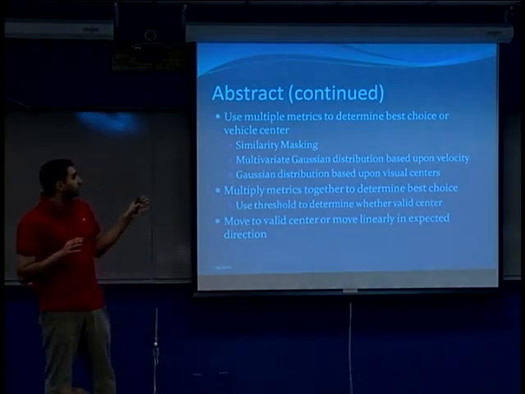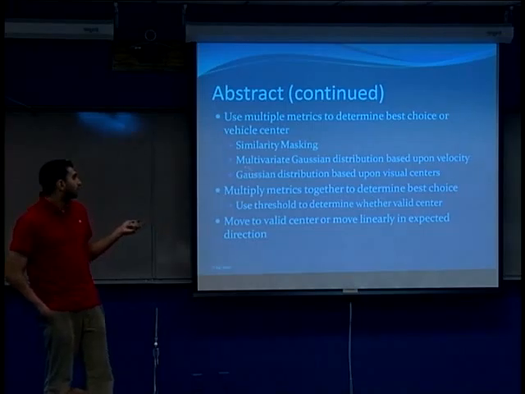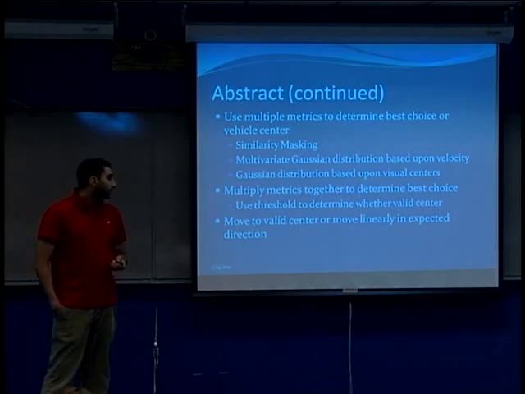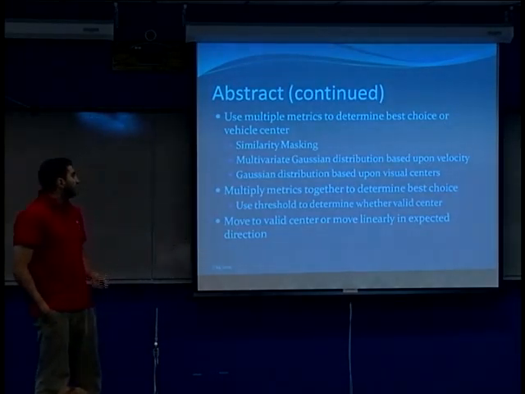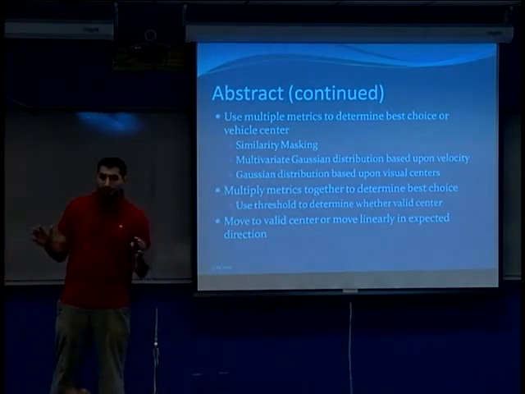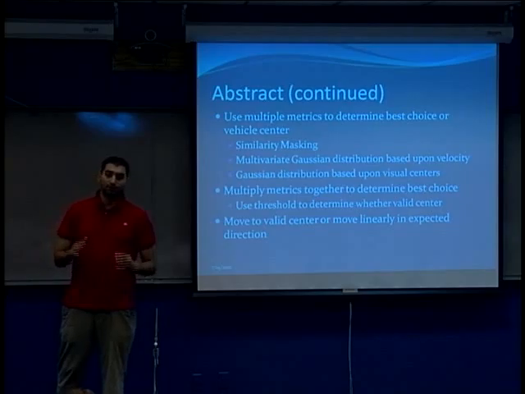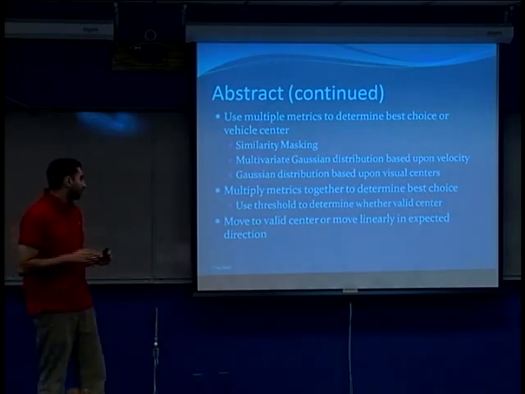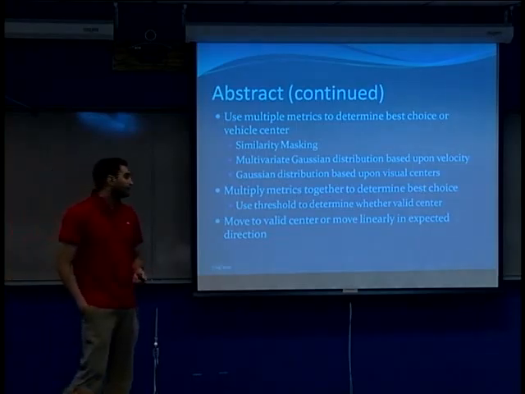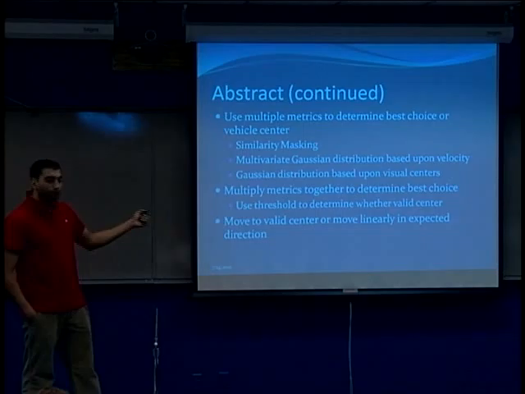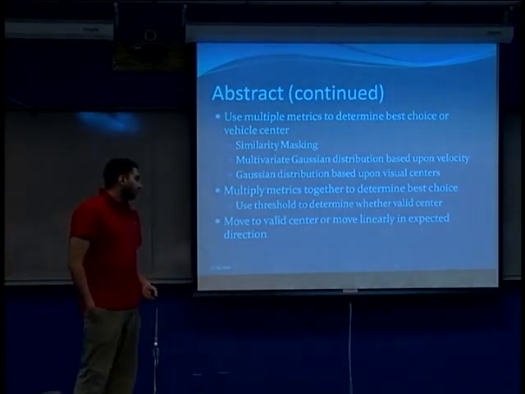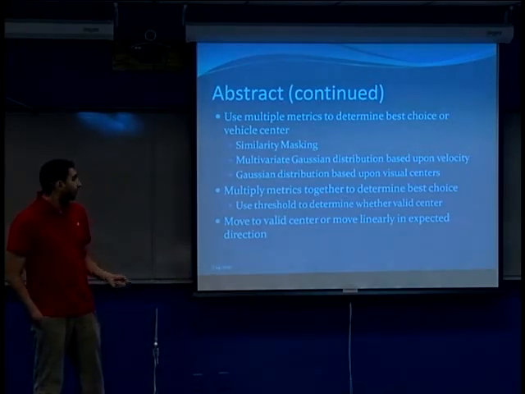We use three ways. We use a similarity masking, the multivariate Gaussian distribution based on the velocity of the moving object, which is the vehicle, and we also use the Gaussian distribution based upon visual centers. We multiply all three of them together and determine the best choice of the vehicle center. Of course, we use a threshold to determine if it's a valid center or not. If it is, it'll move to that valid center and track it. If it's not, it'll move linearly in the expected direction.